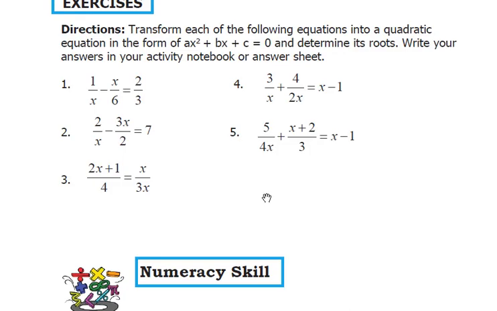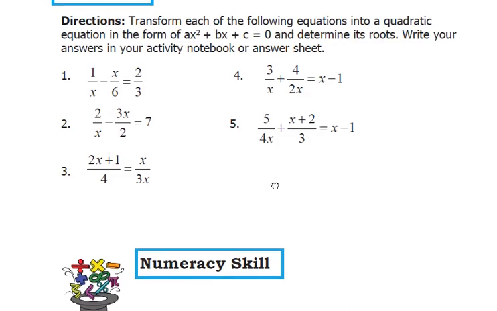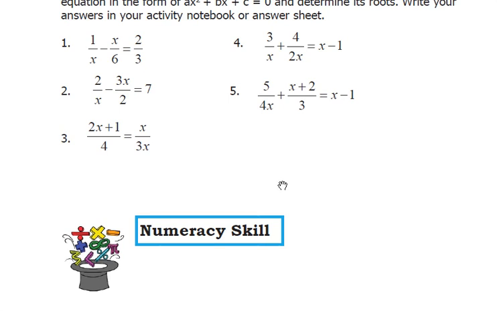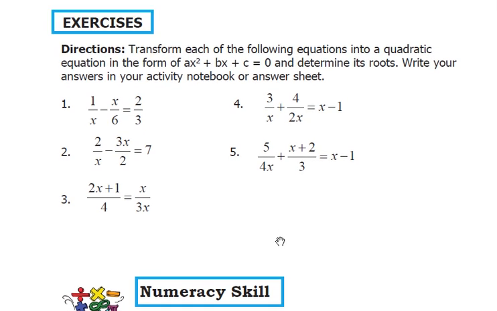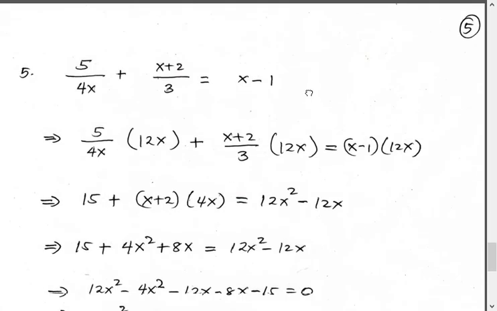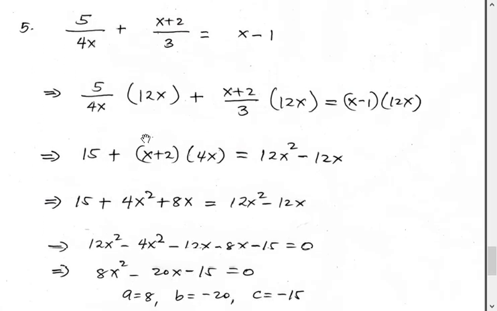Moving on, number 5. 5 over 4x plus x plus 2 all over 3 equals x minus 1. For the solution, we have the denominators 4x and 3, so LCD is 12x. So multiply each term here by 12x, and also the right hand side will be multiplied by 12x.